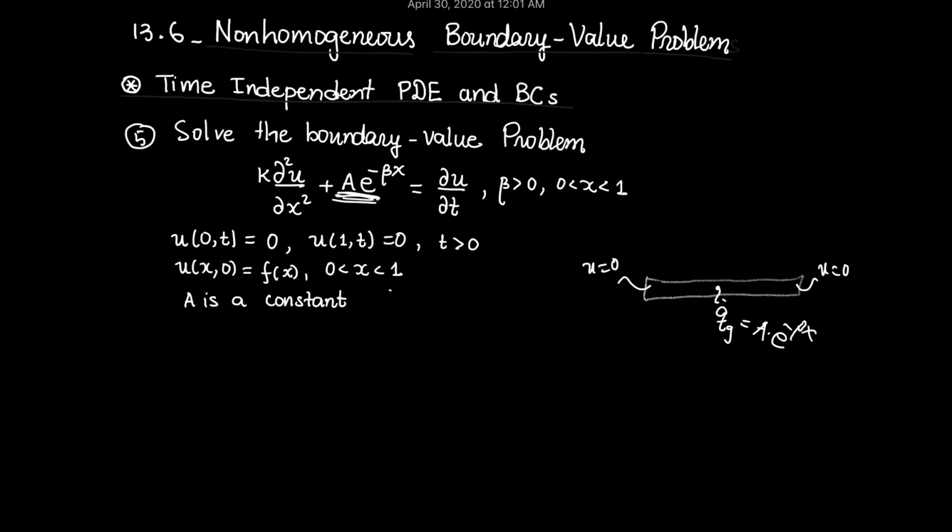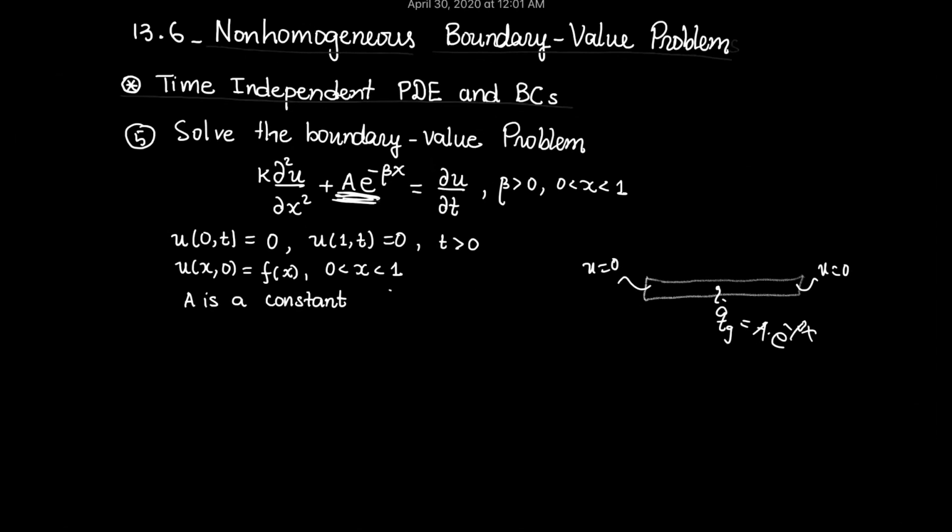Time independent because the non-homogeneous term depends only on the position. It's not dependent on time. For example, this function here, A times e to the minus beta x, there's no time here. It just depends on x. And then we also look at the boundary conditions. Boundary conditions 0, 0. They are just constants, so they don't depend on time. That means this is a time-independent PDE.